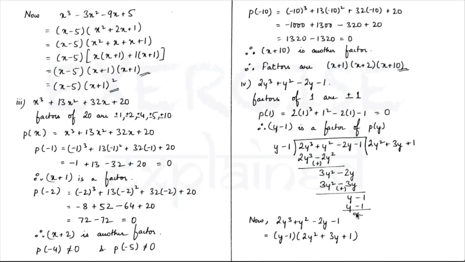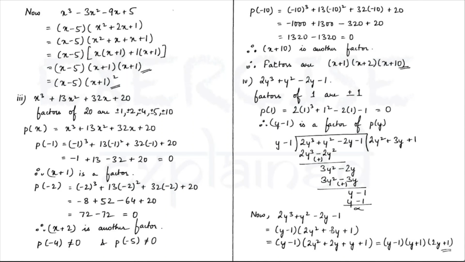So once the remainder is 0, we will write the given polynomial as y minus 1 into 2y square plus 3y plus 1. That is the quotient, and y minus 1 is the first factor we have got here. Now the quotient, we will further split the middle term of it. That means the 3y is going to be split. So 3y can be split into 2y and y, because 2 into 1 is 2. So we need to get 2 as multiplication. So I can write it as 2y square plus 2y plus y plus 1.